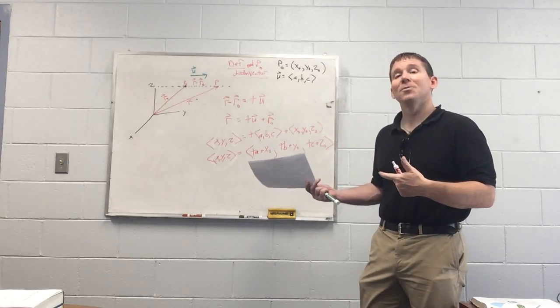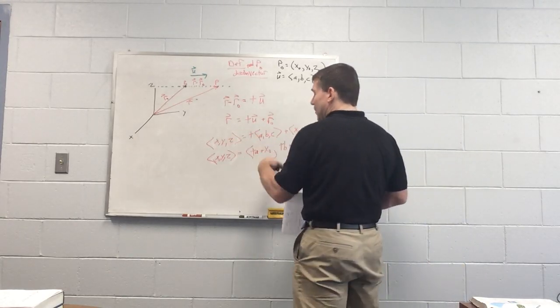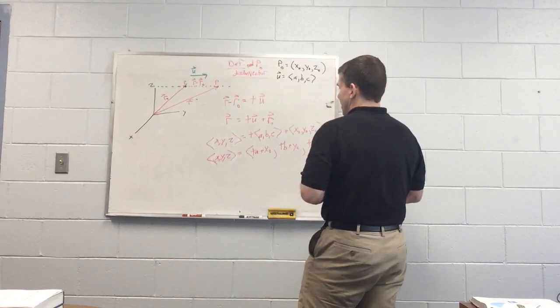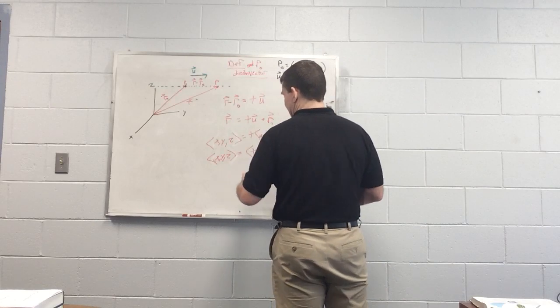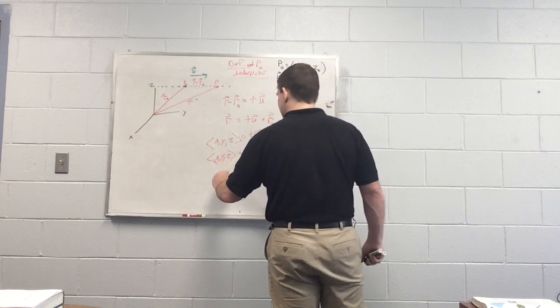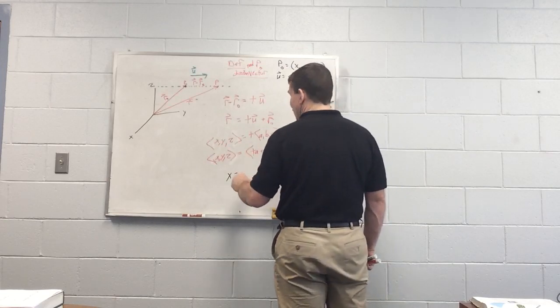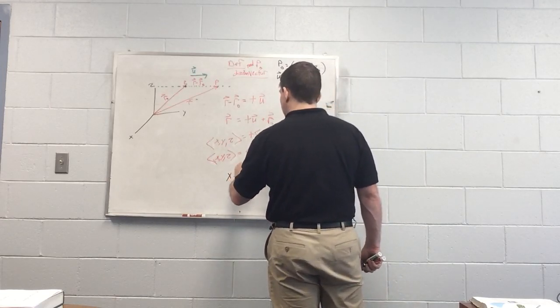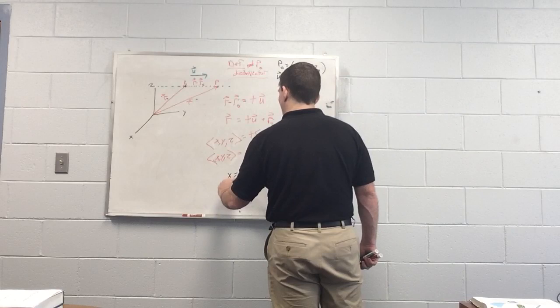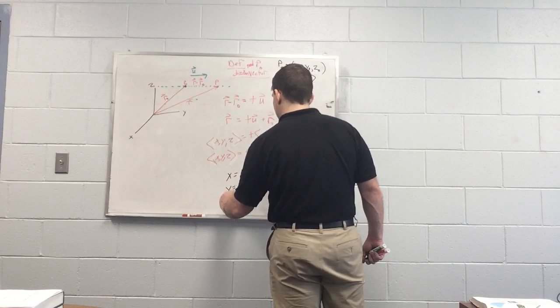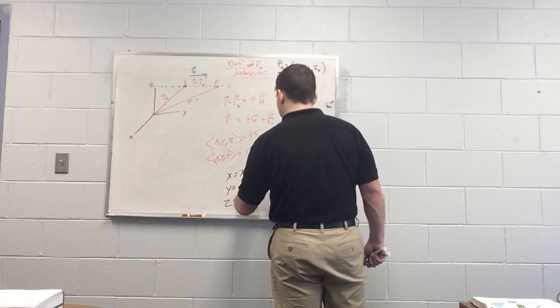But now I know these two vectors are equal, which means they have to be equal component-wise. And now I get that x has to equal, here I'm going to rearrange this because this is just the real number, x sub 0 plus at. Y equals y sub 0 plus bt. Z equals z sub 0 plus ct.